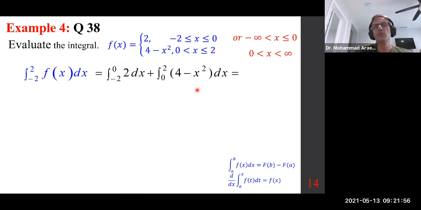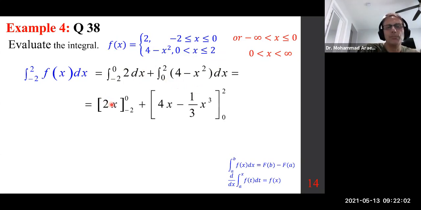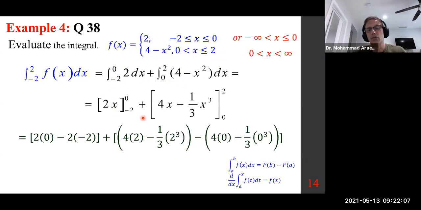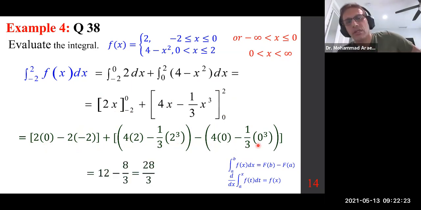So this gives us 2x from -2 to 0. This gives us 4x minus 1/3 x cubed from 0 to 2. This becomes now algebra. You plug in the top, you plug in the bottom. So I'm going to show you. This is the part you can't afford to make a mistake. This is algebra class. Plug in 0, evaluate it. Plug in -2, evaluate it, the difference. Plug in 2, evaluate it. Minus, plug in 0, evaluate it. Put them all together. I'm assuming everybody is okay with this. Everybody can easily come up with the answer. This is a simple case. So from here to here is calculus. Everything else is algebra.